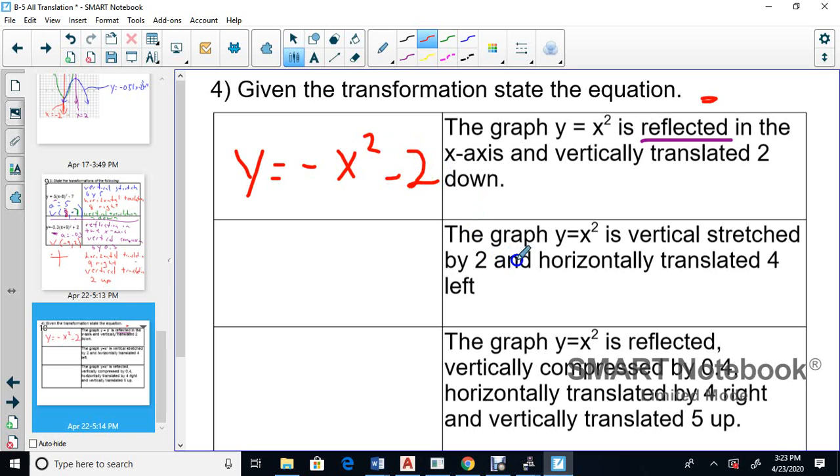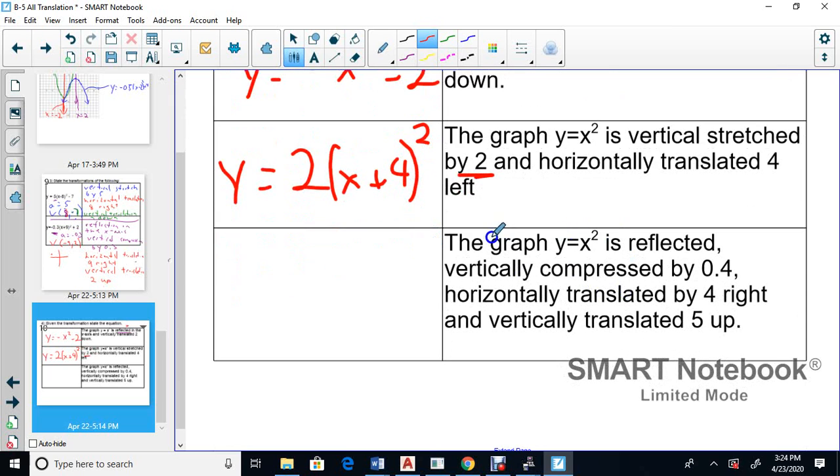Let's look at the next one. The graph y equals x squared is vertically stretched by 2. Oh, so you know at the start, the vertical stretch is going to be the 2 at the start. And then it says it's horizontally translated by 4. So something happens in the bracket, but nothing outside the bracket. Something happens in the bracket with x. You have to determine it's translated 4 to the left. So if it goes to the left, it's like +4. It goes to the right, it's -4. You have to visualize. It's a bit tricky. It goes to the left, so it has to be positive because it switches sign.